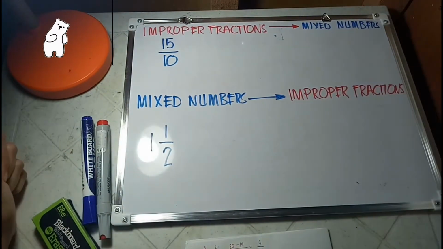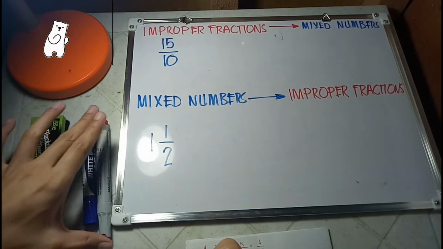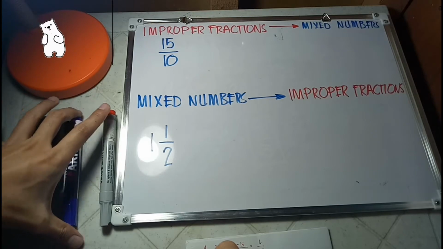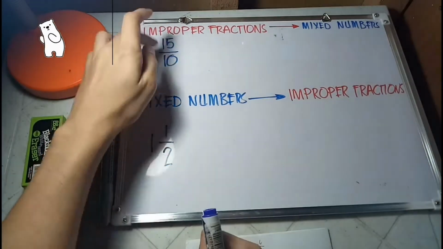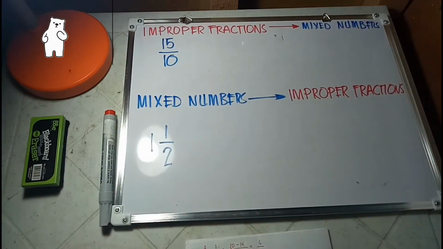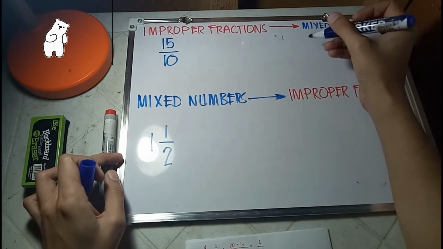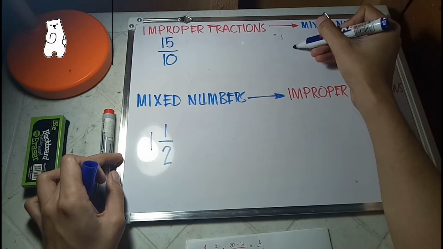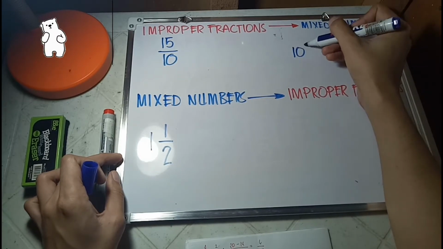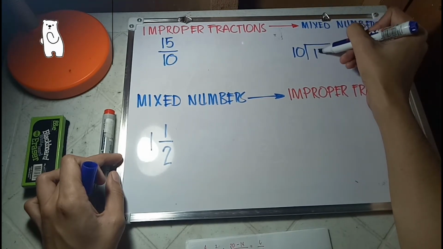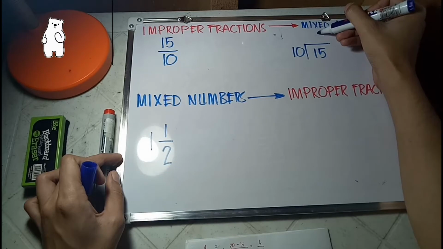Okay guys, in this case, we now have another set of problems. We have 15 over 10 and 1 and 1 half. So I'll be converting 15 over 10, an improper fraction, to a mixed number. So ganun pa rin yung process. We will divide 15 over 10. 10 would be the divisor, 15 will be the dividend. So 15 divided by 10 is 1.